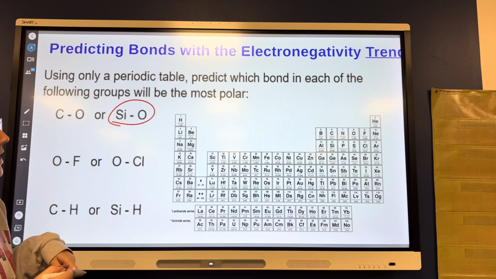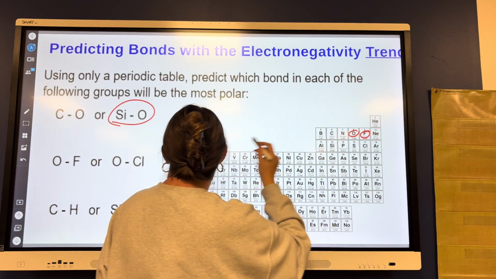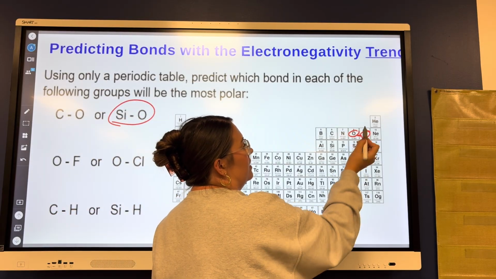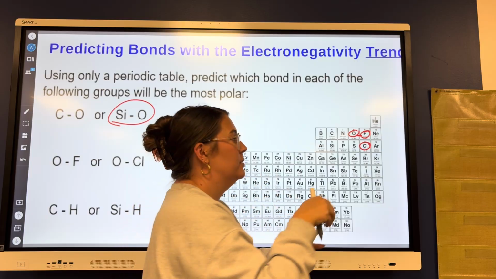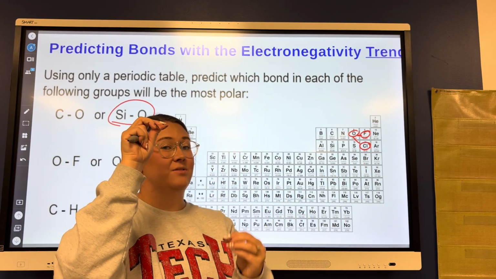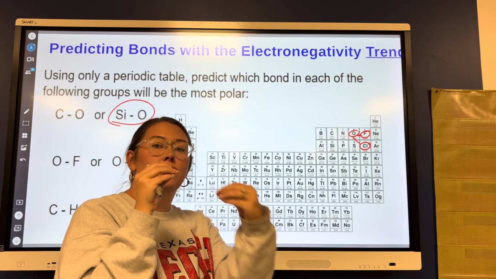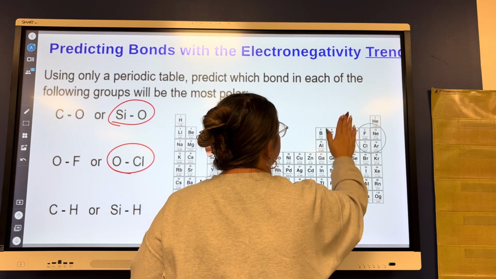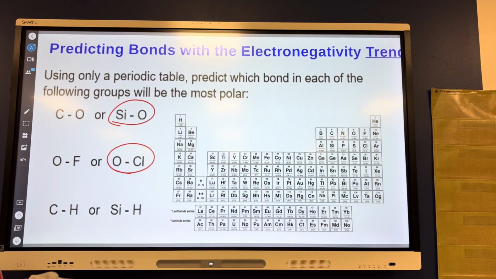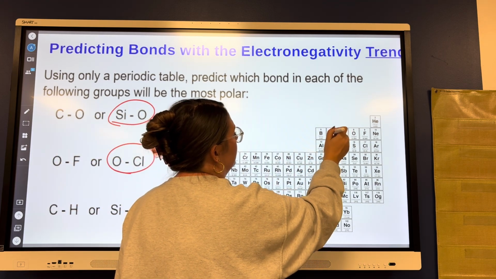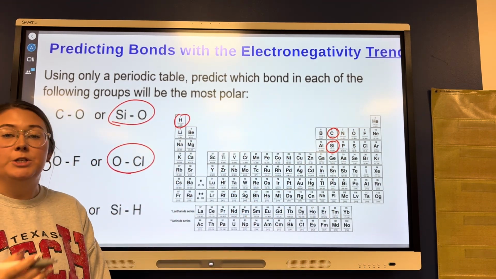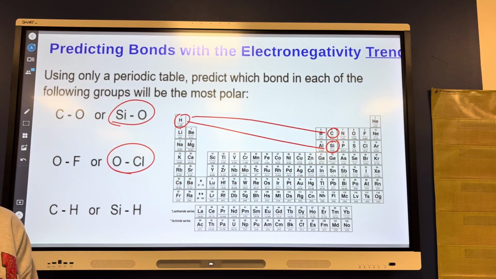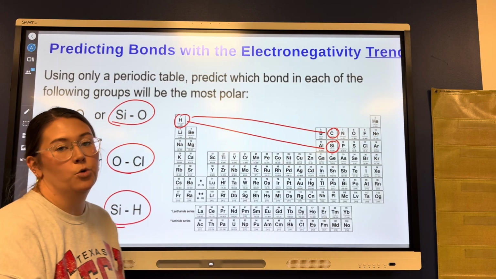The next one we have is oxygen and fluorine, or oxygen and chlorine. Again, which one would have a bigger difference? Oxygen and fluorine are side by side, pretty similar. Oxygen and chlorine are kind of diagonal with each other. They're still close, but chlorine is a little bit farther, so chlorine would be slightly more polar. And then we have carbon and hydrogen, or silicon and hydrogen. Again, we're looking for which one is farther away. Silicon's going to be slightly farther away, so more polar.